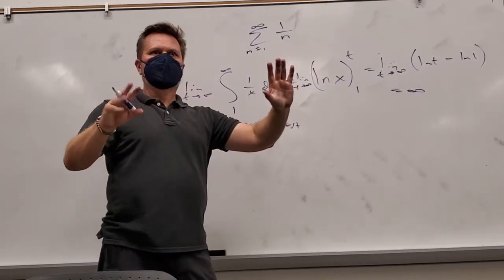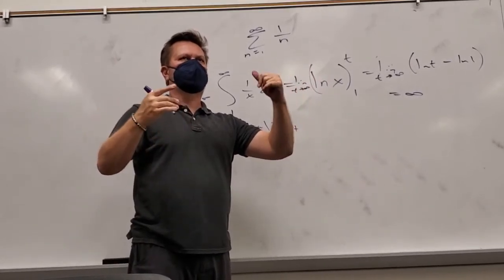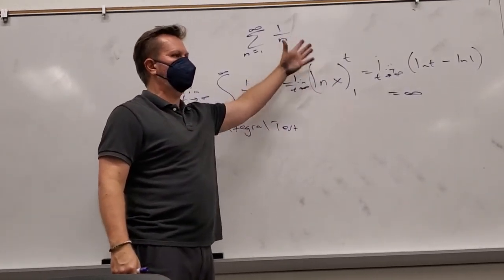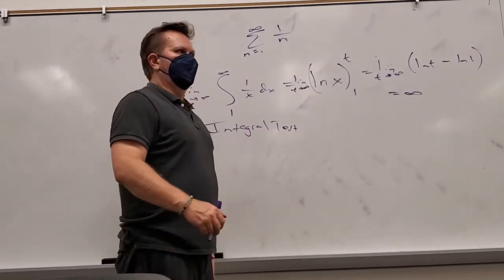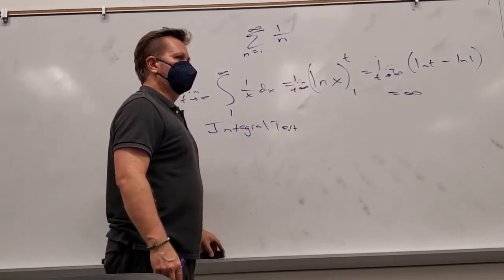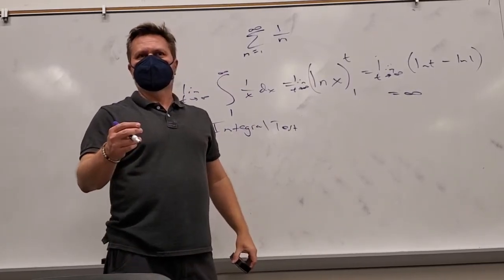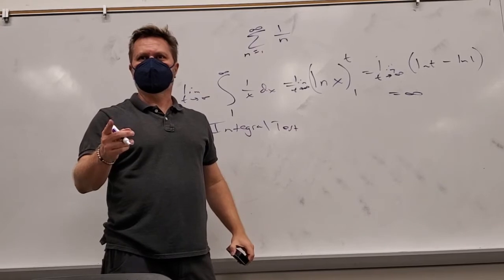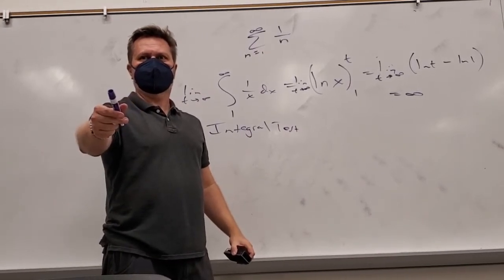So, an immediate, really good question is, what power could I put on the end, and then it would converge? 2. Is that the smallest power? Anything greater than 1. How do you know? Because ln 1 is 0. Can you then prove it? No. Yes. Okay. What would be a good way to prove this?